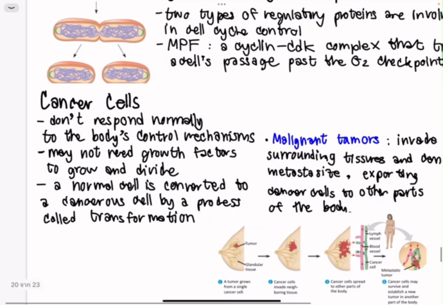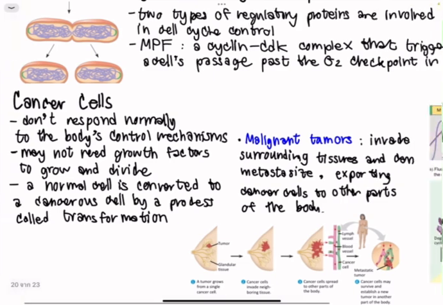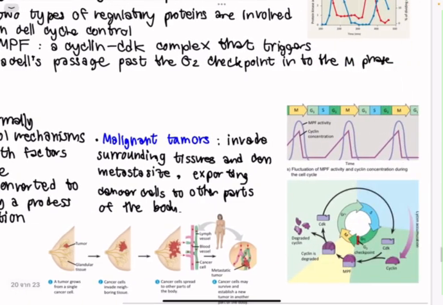Cancer cells don't respond normally to the body's control mechanisms, and may not need growth factors to grow and divide. A normal cell is converted to a cancer cell by a process called transformation. Malignant tumors invade surrounding tissues and can metastasize, exporting cancer cells to other parts of the body.